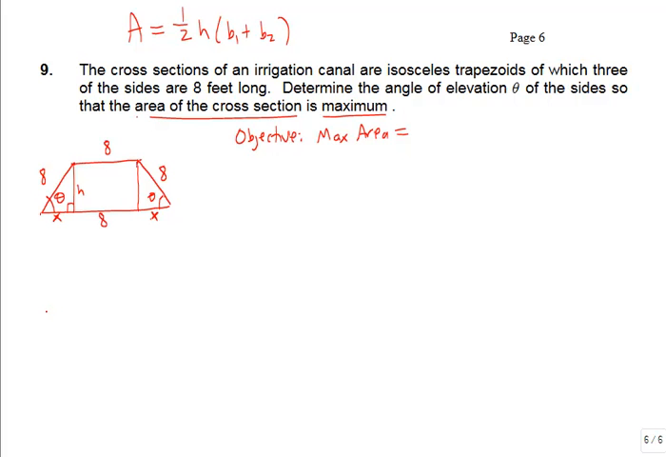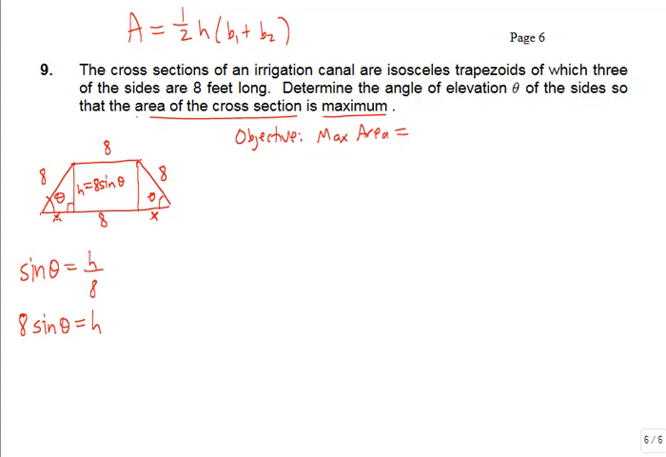Based on some trigonometry, we can get some relationships for what h and x are equal to in terms of theta. So let's start with h. H is opposite angle theta. And if I use that 8 over here, which is the hypotenuse, which trig function refers to opposite and hypotenuse? That would be the sine function. So we know that the sine of theta is h over 8. If I cross multiply that 8 to the other side, then this height, h, is 8 sine theta. So now we know what to use for h.